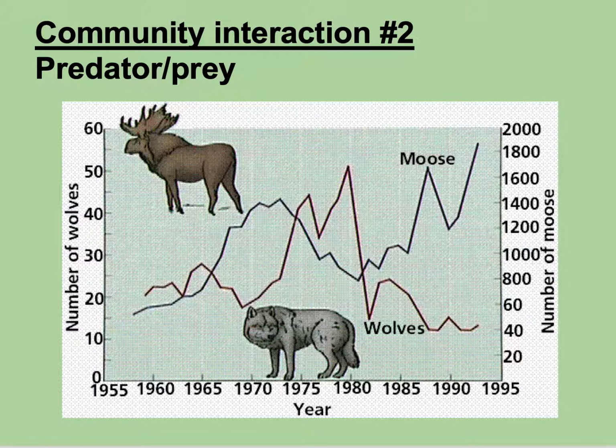Interaction number 2 is predators and prey. You can see on this graph the wolves are the reddish line, the moose are the purple line. But right after the moose population goes up, a couple of years later, the wolf population goes up. Then the moose go down, the wolves go down, and the moose go back up, and the wolves go back up. So they cycle up and down together.